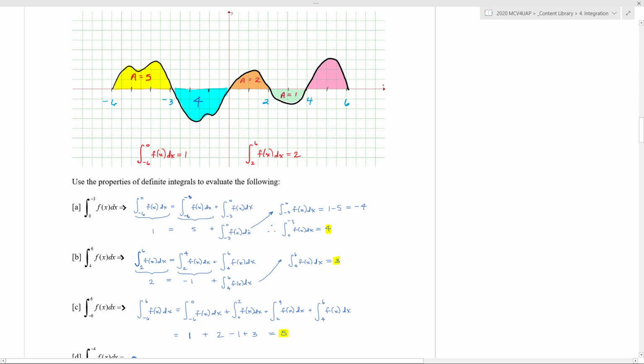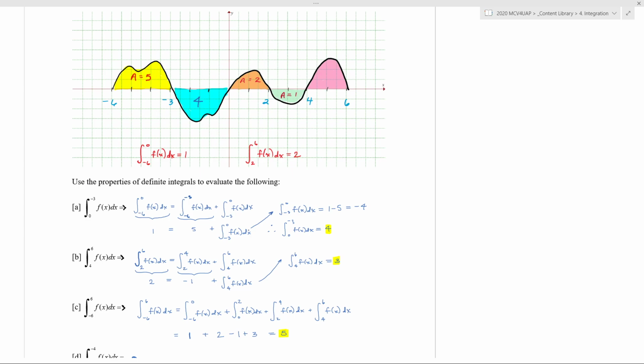You would write that the integral from -6 to 0 can be broken up into two integrals. You can add the integral from -6 to -3 of f of x dx plus the integral from -3 to 0 of f of x dx. Okay? Now we know the integral from -6 to 0 is 1, which they gave us. We know the integral from -6 to -3 is 5, which we were given. So the only thing left in that expression is the integral from -3 to 0. You just bring the 5 to the other side.